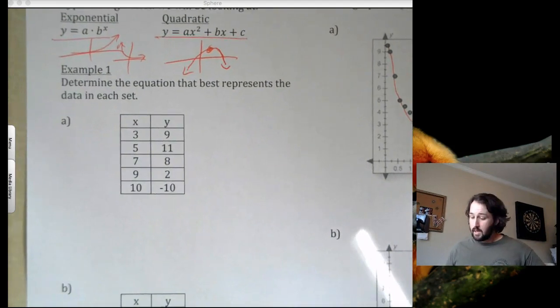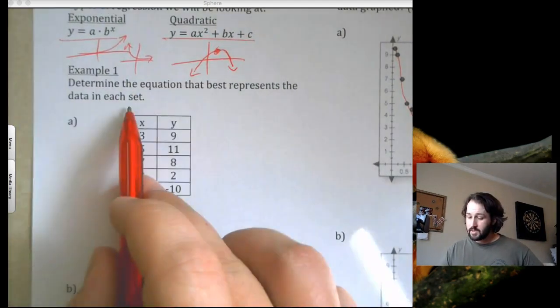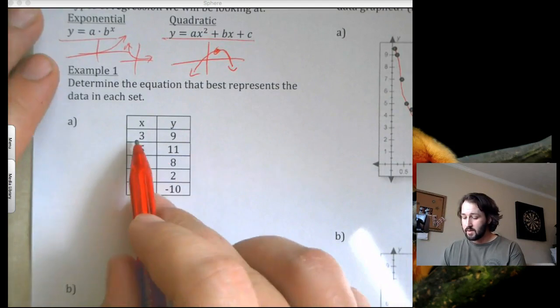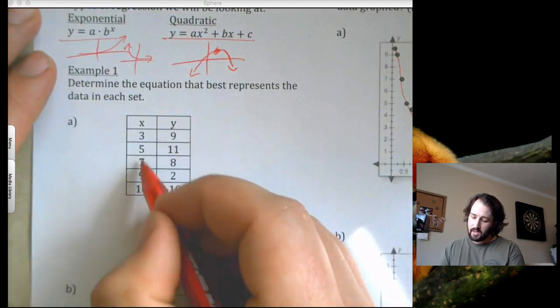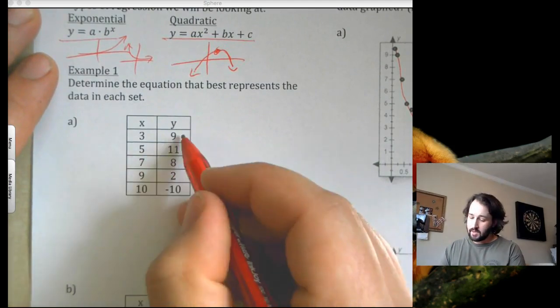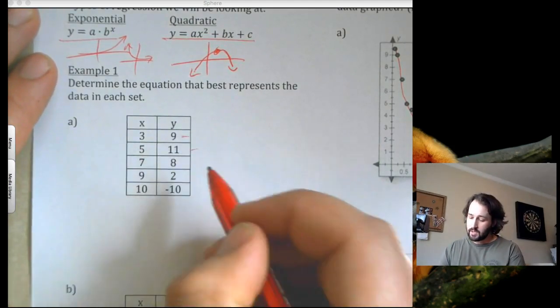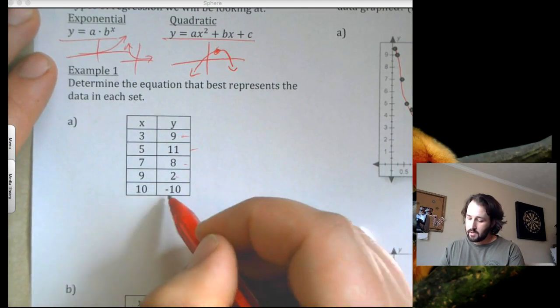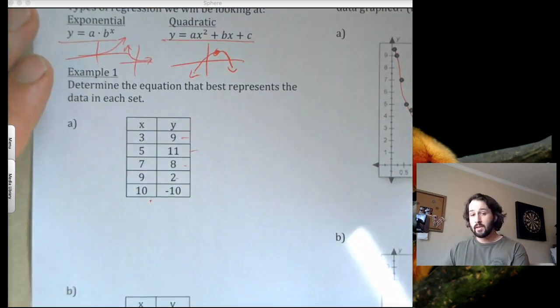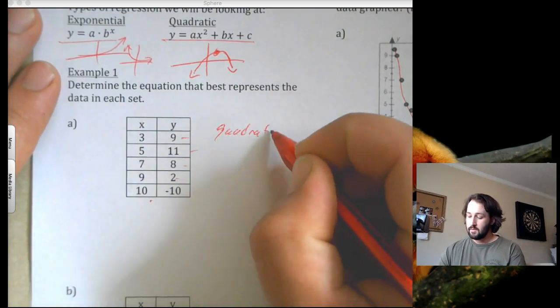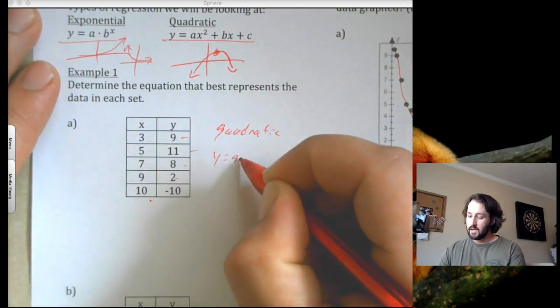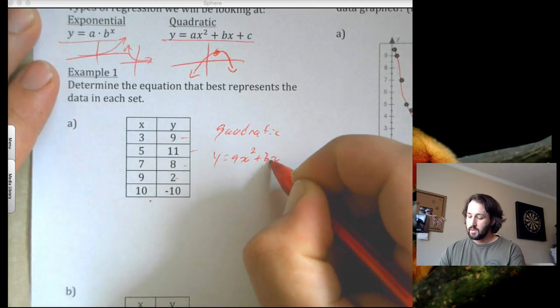We're almost there. So determine the equation that best represents the data in each set. So think about the values. I have 3, 9, 5, 11, 7, 8. Notice all of the x values are always going up. I go to 9, then I go to 11, which is higher, then I go to 8, then I go to 2, then I go to negative 10. So probably this is going to be a quadratic, which is of the form y equals ax squared plus bx plus c.